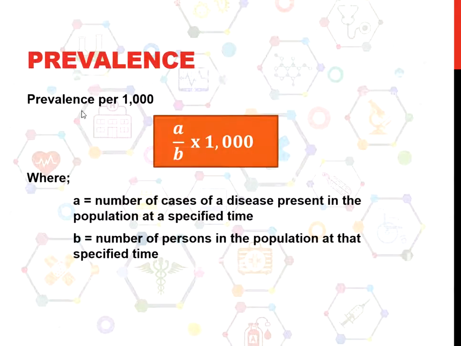So, prevalence per 1,000. So, constant yan, pwede yung mapalitan. A is the number of cases of a disease present in the population at a specified time. B is the number of persons or population in the specified time. So, prevalence naman is kung ilan or gaano katagal nandun yung sakit or condition.